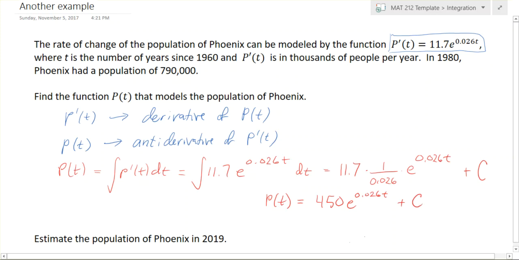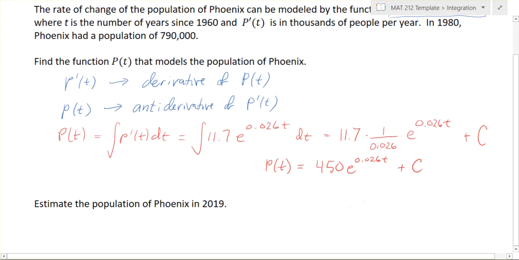Now, this function is not all that useful, because if I plug in a t value, this function is still going to give me infinitely many possibilities, because this capital C could literally be anything. So I need to do a little bit better. What I'm going to do is use the piece of data that they gave me. In 1980, Phoenix had a population of 790,000. I'm going to use this to determine what this C value is.